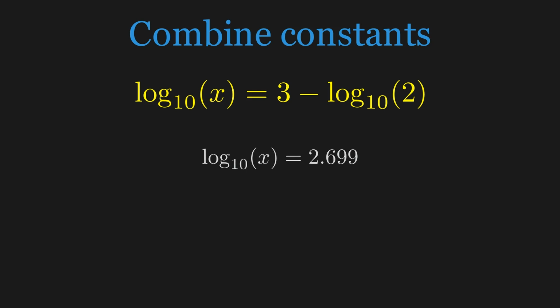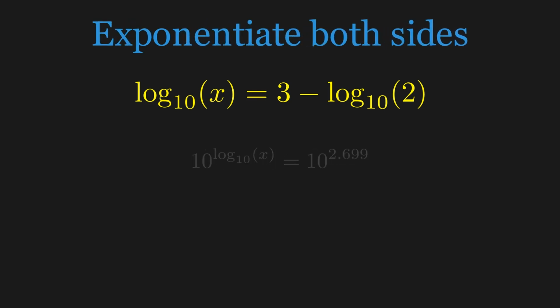To solve for x, we need to get rid of the logarithm. We do this by exponentiating both sides with 10. Remember, raising 10 to the power of log base 10 of x gives you x. This works because the logarithm function and exponentiation are inverse operations. So, 10 to the power of log base 10 of x is simply x.